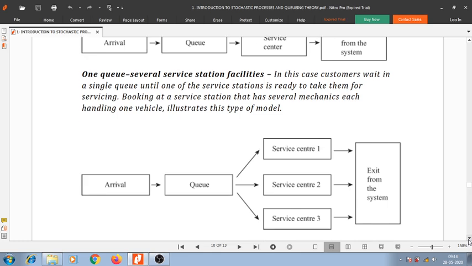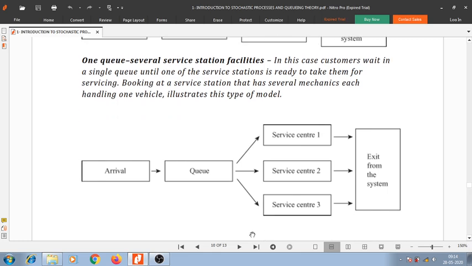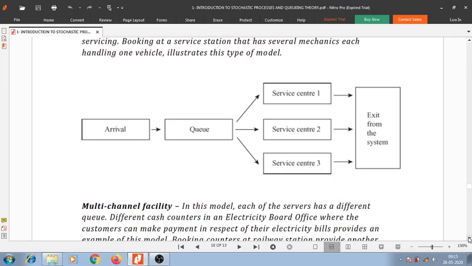Now coming to one queue, several stations. See, the arrival enters the system, there is a queue. After the queue, there will be 3 service centers: service center 1, service center 2, service center 3. For example, we enter a petrol bunk. There is a big queue, but the filling stations are 3: station 1, station 2, station 3. That is called one queue, several service stations, service facilities.